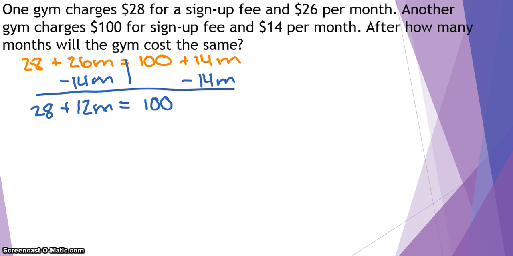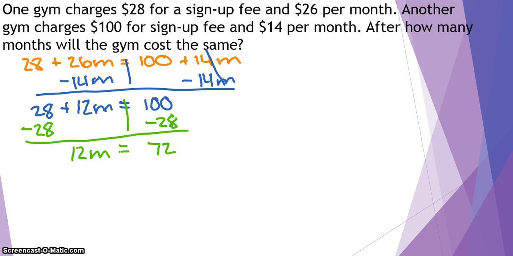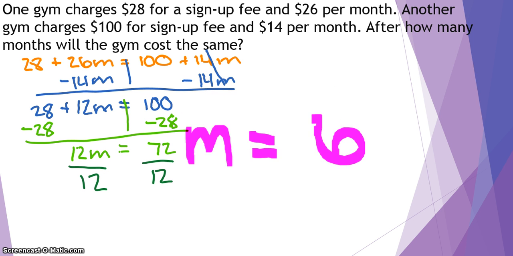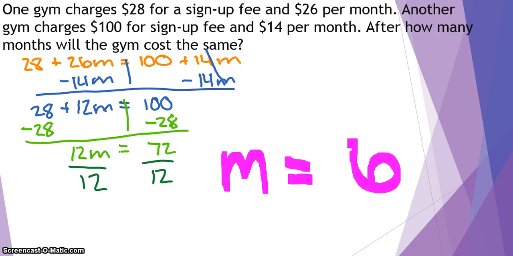M equals months. Then, you want to subtract 14m on both sides so that all of the m's are on the left. Then, subtract 28 to get 12m equals 72, and divide by 12 to get m equals 6.